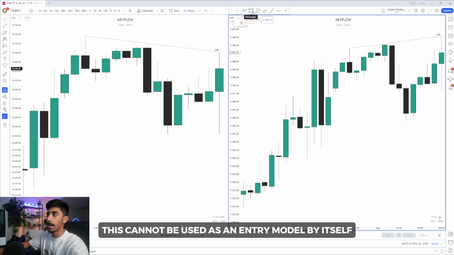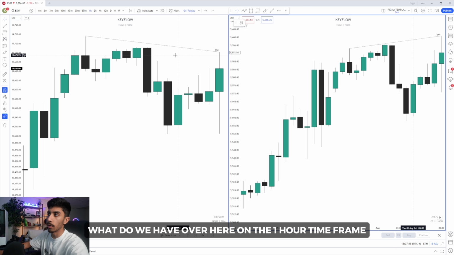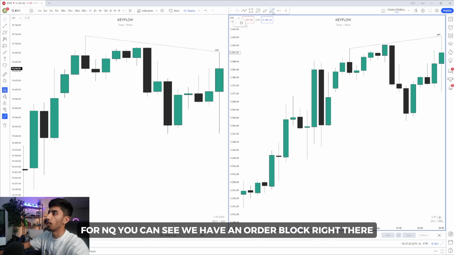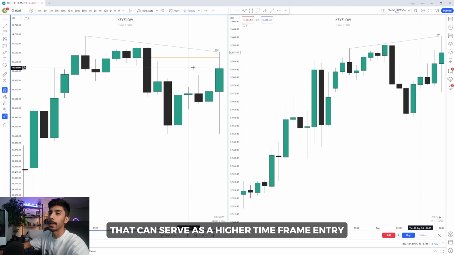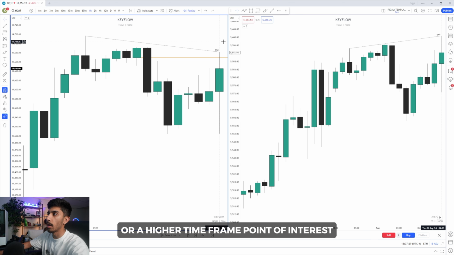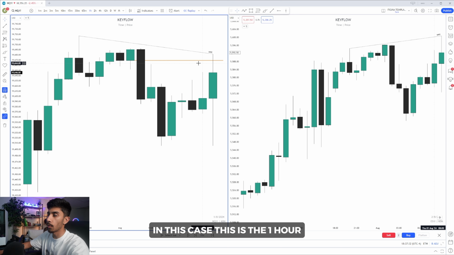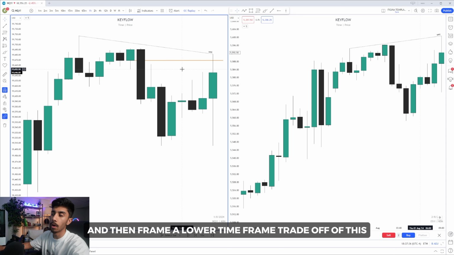Now, like I said, this cannot be used as an entry model by itself. There has to be a lower time frame setup. So let's see, what do we have over here on the 1 hour time frame for NQ? You can see we have an order block right there that can serve as a higher time frame entry or a higher time frame point of interest. In this case, this is the 1 hour, so I would use this as a higher time frame point of interest and then frame a lower time frame trade off of this.